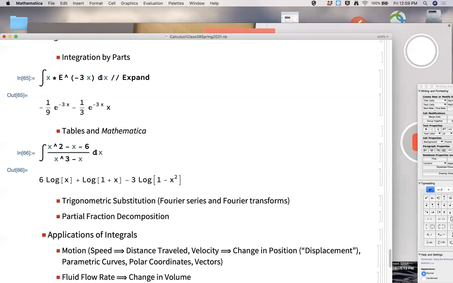That's all based on, how do those signals carry information? It's all related to these things called Fourier series and Fourier transforms, which are based on knowing how to do integrals.